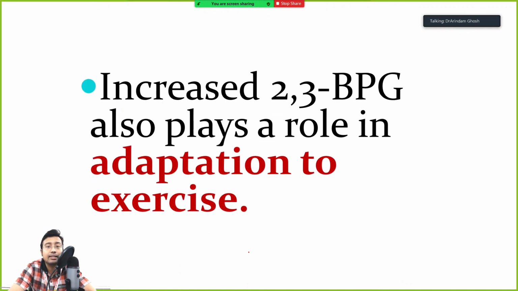And hence increased 2,3-BPG also plays a role in adaptation to exercise. What is adaptation to exercise? For the students, I am saying both boys and girls, though girls not so much. If you are just working out to remain in shape, that is fine, but for those who are training for power lifting, and boys who are trying to build muscle, definitely your gym trainer will tell you to first do this in repetitions. If you are going for the first time, he will tell you, fine, lift this weight 10 times in a set of 3, right?